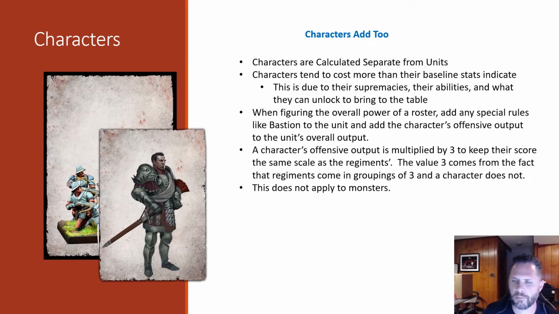I also multiply the offensive output by 3 so that I can gauge a Noble Lord or a High Clone Executor and compare it to a unit, because you're paying about the same points for one character as you are for 3 stands of a regiment. So I want to know the comparison between the two. And I don't think that's necessary. You could also not multiply it by 3, but that's just the group I chose to go. I also do not do this to monsters because monsters aren't heroes, so to speak. They are like regiments.